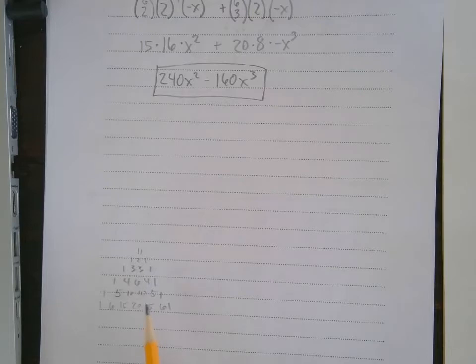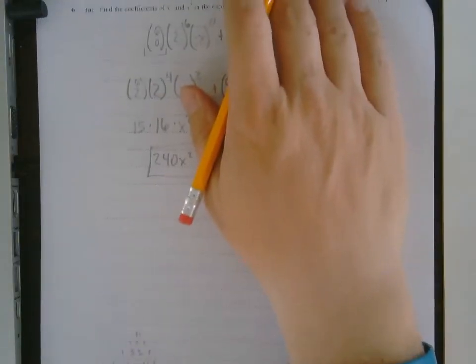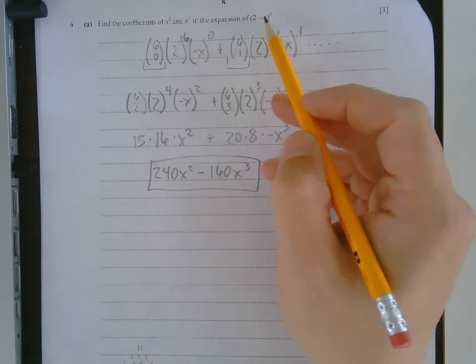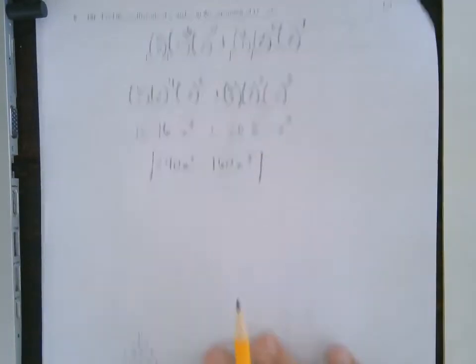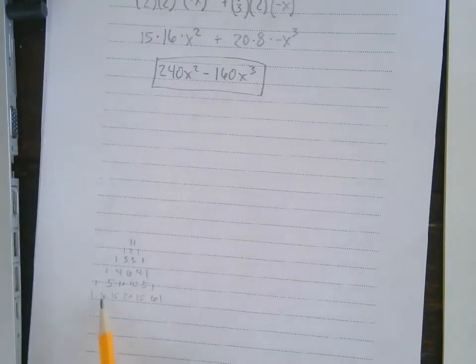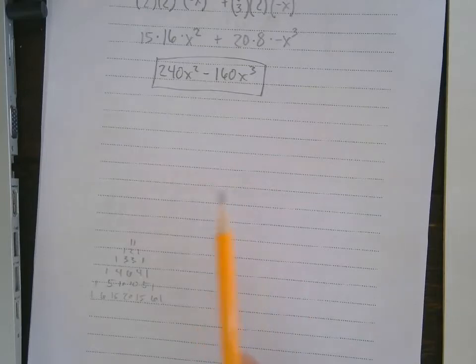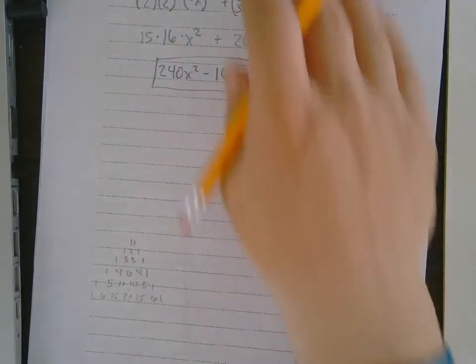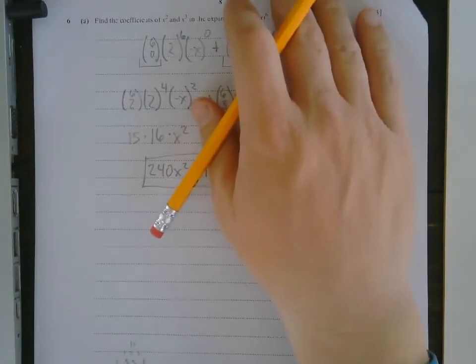If these were just an x and a y, so if there were no coefficients in either of these, then these would be the coefficients of my terms as I expanded this out. Because these have coefficients in them already, I need to multiply those coefficients by these to get the ending coefficient. All right, so the first part is Pascal's triangle.